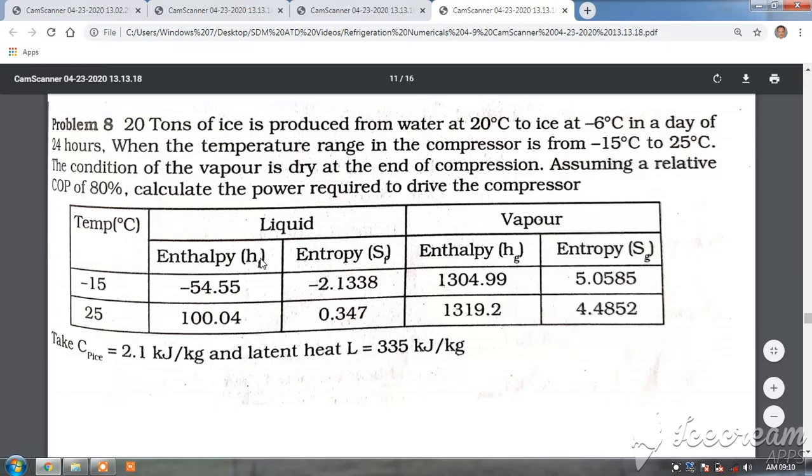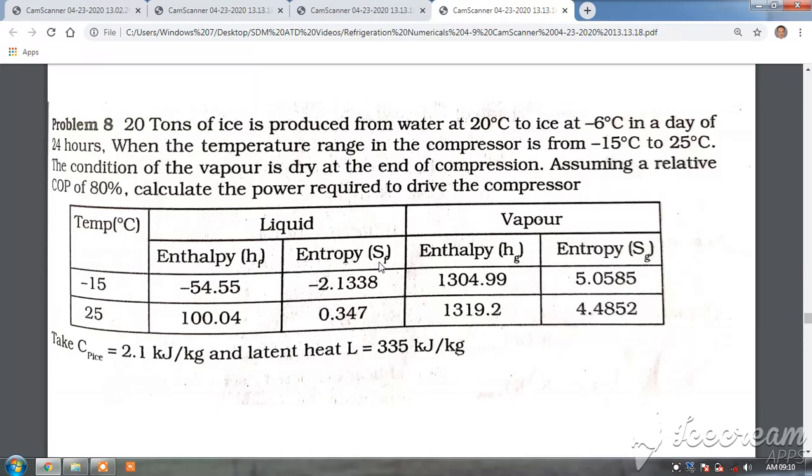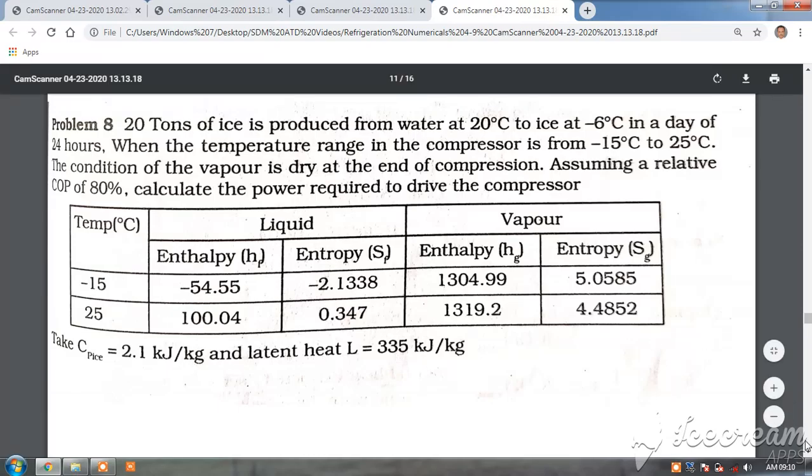Now he has not given HF and HFG. He has not given HFG. So HG minus HF is equal to HFG. This minus this is HFG. Also for entropy, SG minus SF is equal to SFG. This you have to do because he has not given SFG and HFG directly. Now Cp is 2.1 kilojoules per kg for ice and latent heat is 335 kilojoules per kg.